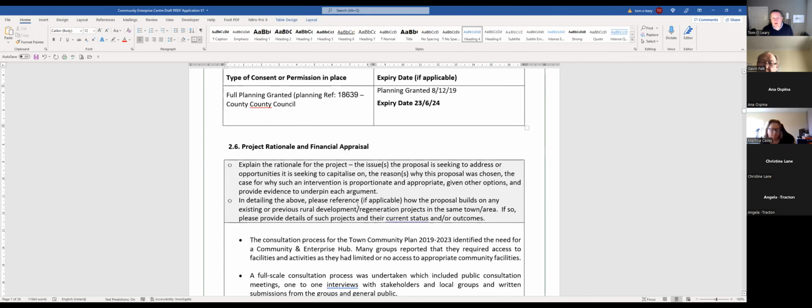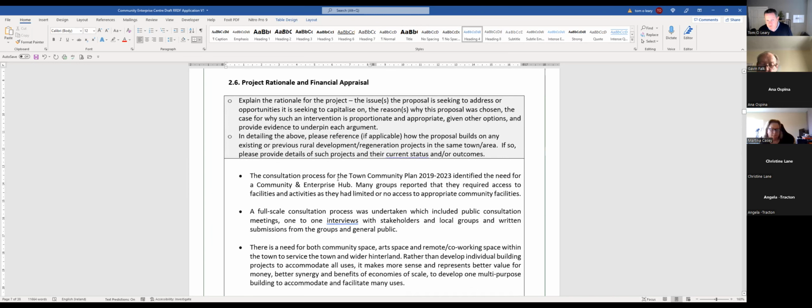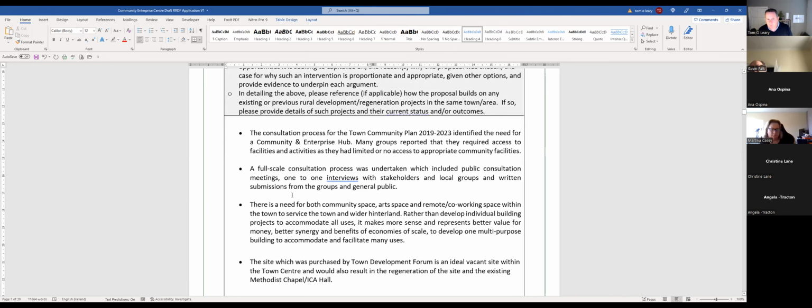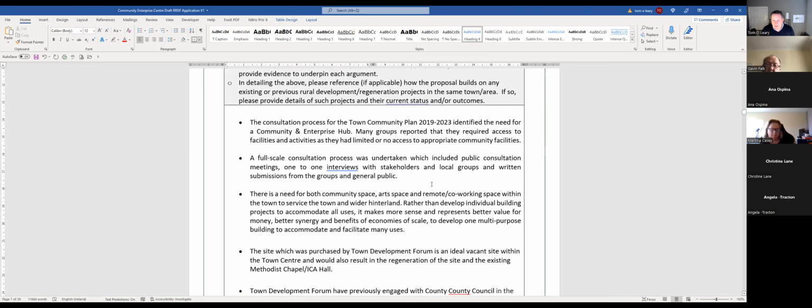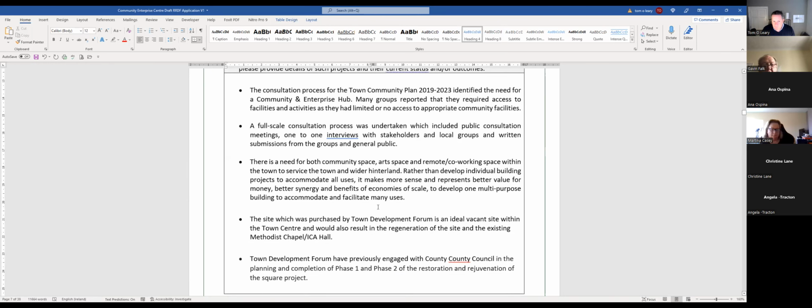And then every application form will look for a rationale. So what's the rationale behind the project? Again, there was a town community plan done back in 2018 that highlighted the need. There was a consultation process done as part of that. It was a full public consultation process, with interviews with stakeholders, so the local authority, local development companies, the local enterprise office, Enterprise Ireland, etc. And then we showed that it highlighted there was a need for the space within the town.